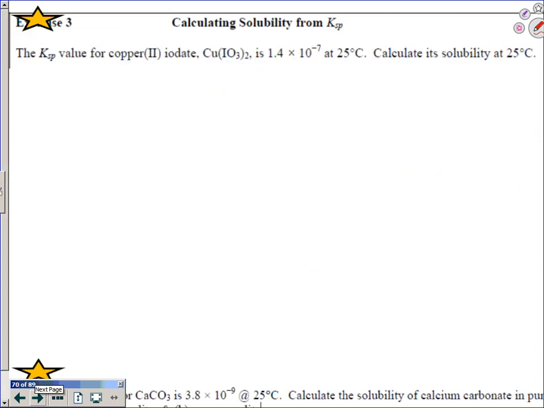All right, so I want you guys to start this one first. I think you're smart cookies, and then I'll jump in. Okay? So read your copper 2 iodate. It tells you the Ksp value. I want you to try to find the molar solubility.